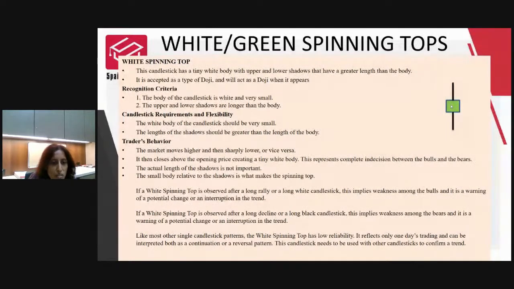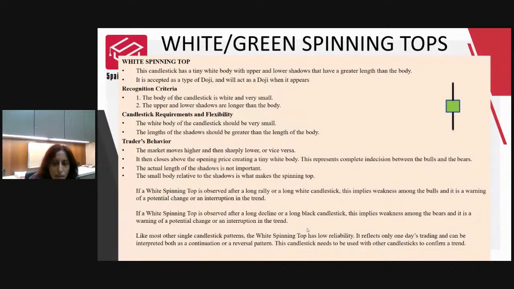And if a white spinning top is observed after a long decline, or a long black candlestick, this implies weakness among the bears. It can go either way, and you have to be very careful. It is a warning of a potential change or an interruption in that particular trend. So it again signifies a kind of reversal.